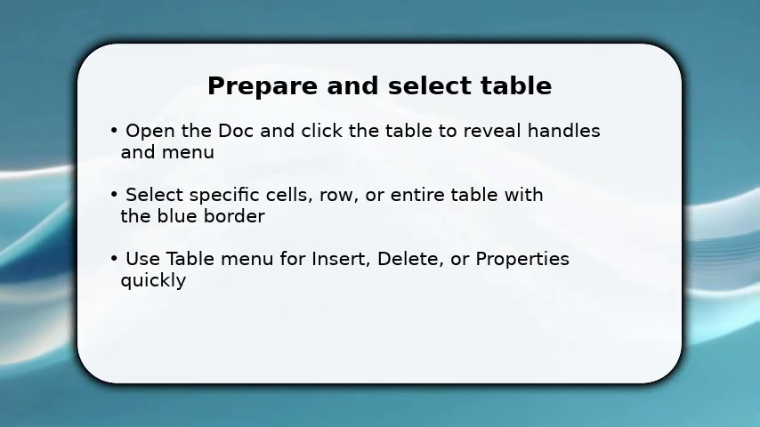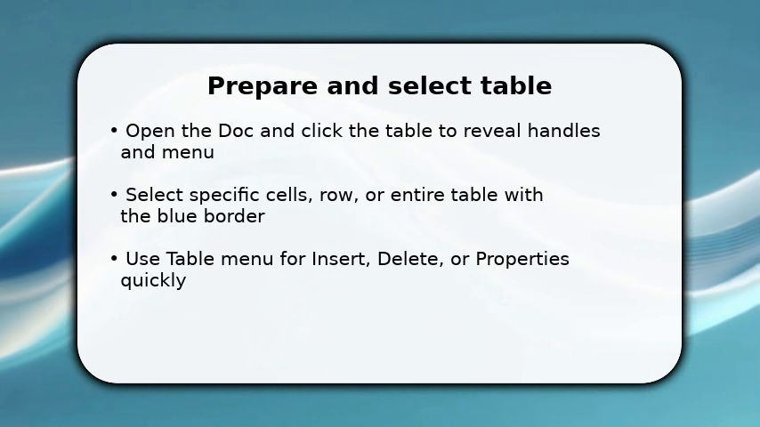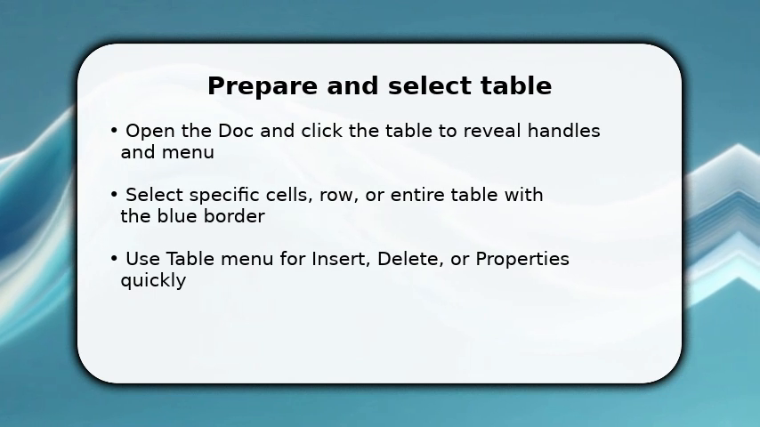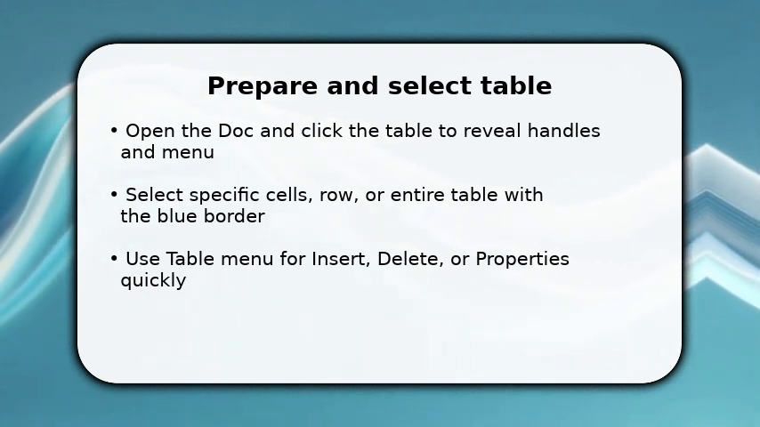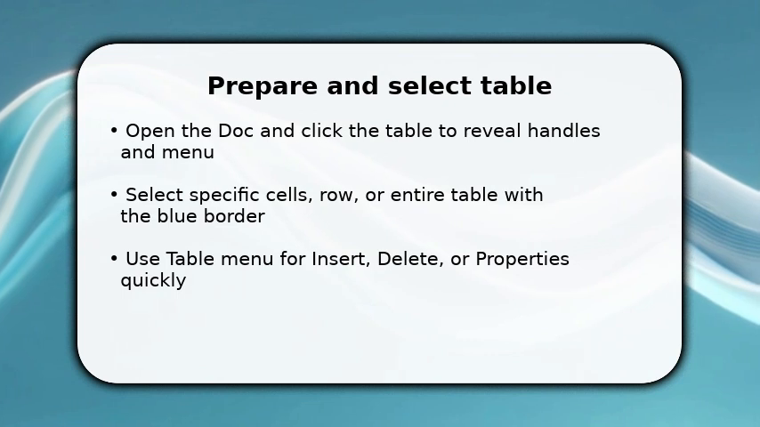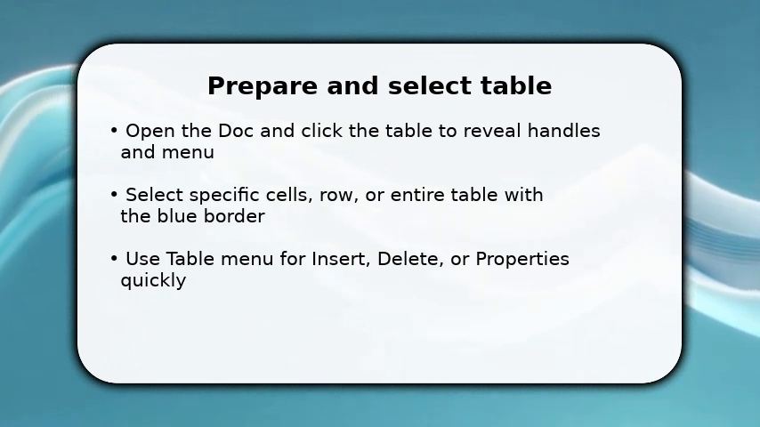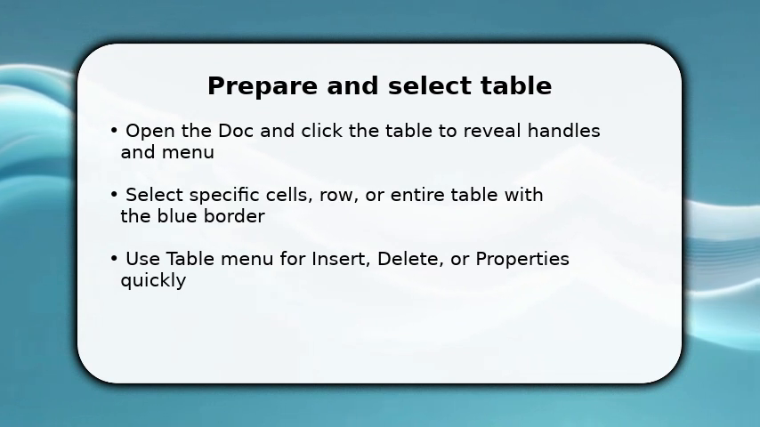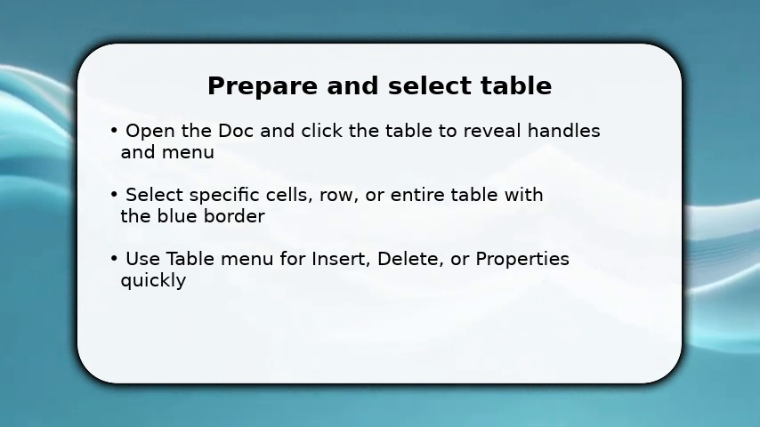You already have the doc open, so start by clicking any cell to show the table handles. Choose the exact scope you want to fix, a cell, a row, or the entire table, because operations differ. Once selected, use the table menu or right-click to access Insert, Delete, and Table properties. This saves time and prevents accidental changes.